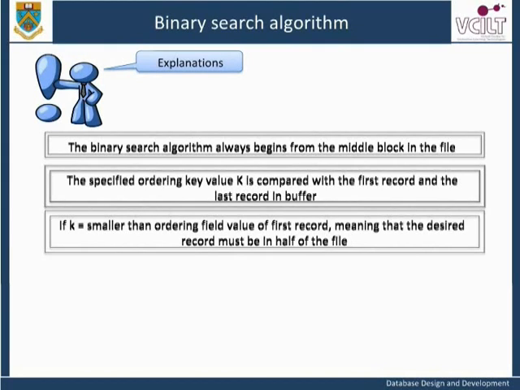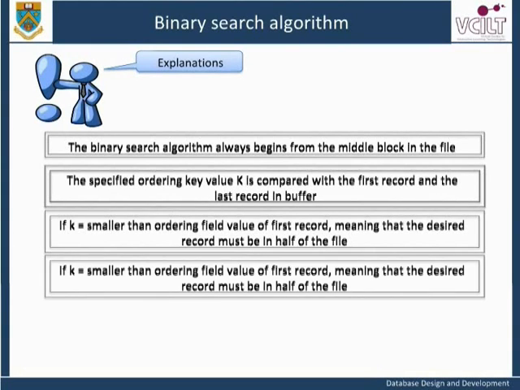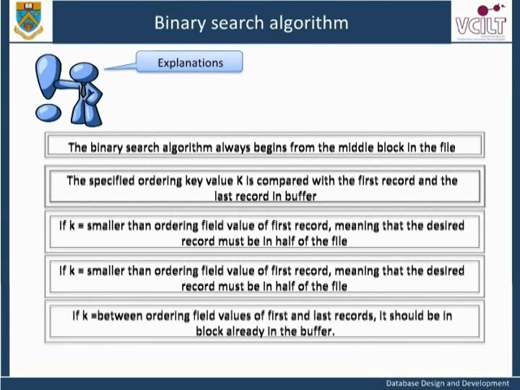In this case, a new binary search starts in the lower half of the file, and blocks in the upper half can be ignored. If K is bigger than the ordering field value of the last record, then it means that the desired record must be in the second half of the file, if it is in the file at all. In this case, a new binary search starts in the upper half of the file, and blocks in the lower half can be ignored. If K is between the ordering field values of the first and last records, then it should be in the block already in the buffer. If not, it means the record is not in the file at all.